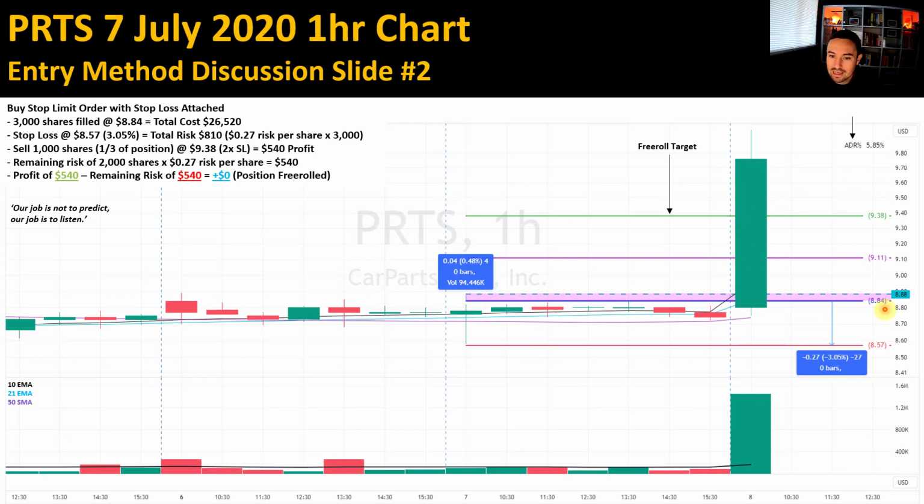We're going to imagine that I get filled at $8.84 and now there's a couple of free rolling targets. We could be looking to free roll here at $9.11, or we could be looking to free roll here at $9.38. So that would be 1 times the stop loss. This would be 2 times the stop loss. For the purpose of this one here, we're going to be doing it by selling 1/3 of the position at 2 times the stop loss, so up here at $9.38. So stay with me while I take you through this example.